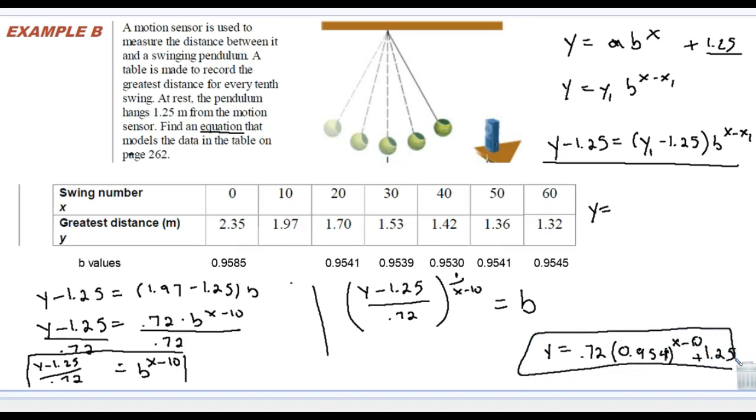Kind of a long, complicated process, but if we can't just find that b value very quickly, this is a way that we can try and find it. It's a little complicated in here, sure, but you can do it. All right, there you go.